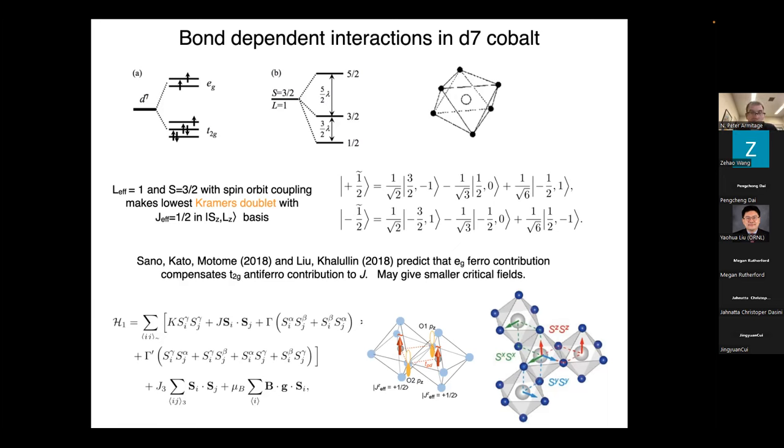Okay, so this is one of the things that the talk is about today. It's going to be the hunt for compounds, if you will, with strong bond-dependent interactions in these d7 materials, right? So cobalt in the hexagonal lattice. I'm going to come back to this, particularly in the context of hexagonal lattices, but I'm going to come there in a kind of roundabout fashion.